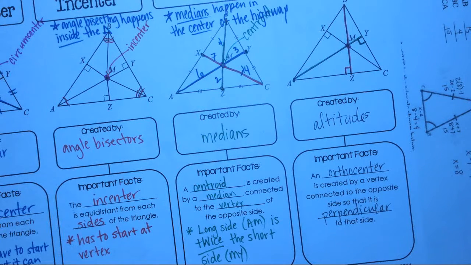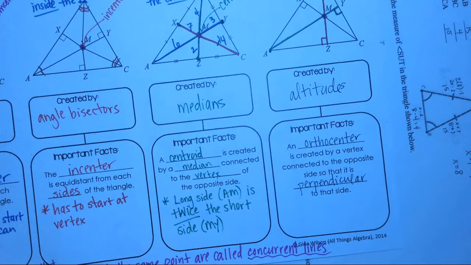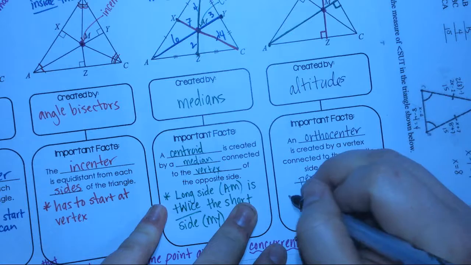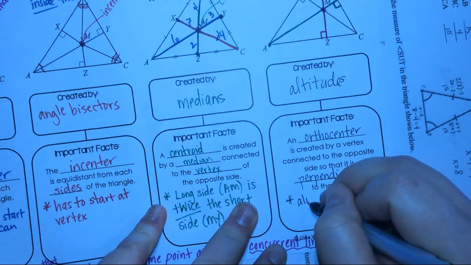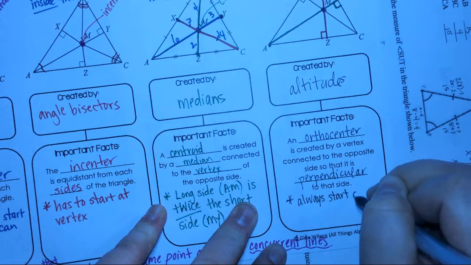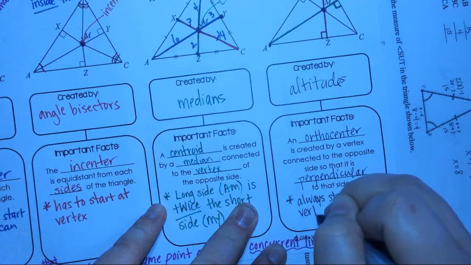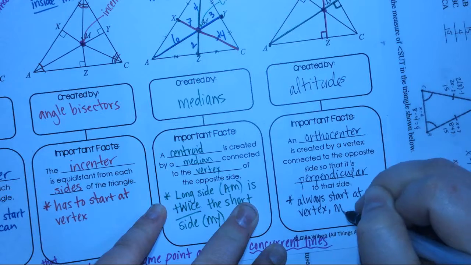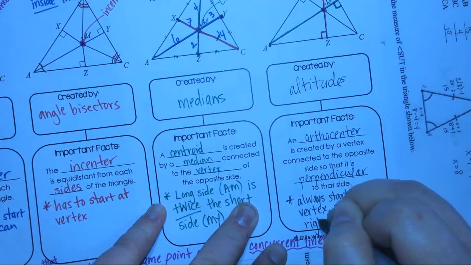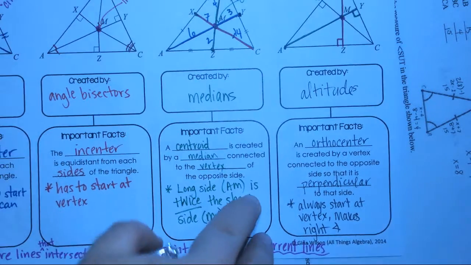Okay, and if you had to make a note, it's pretty much the same thing you just wrote when you wrote perpendicular. We always start at vertex, makes right angle. Okay?